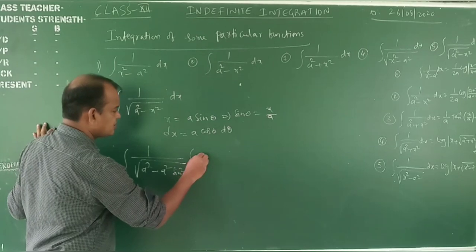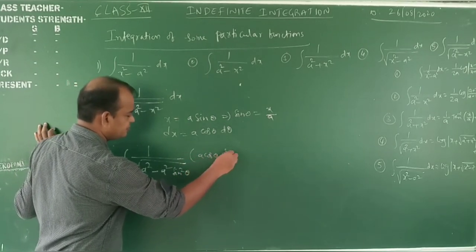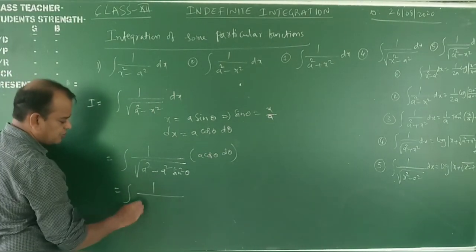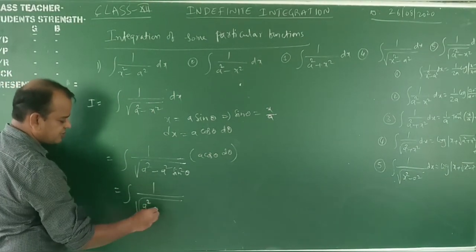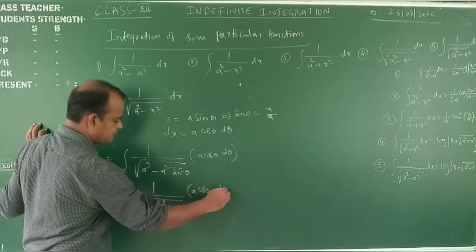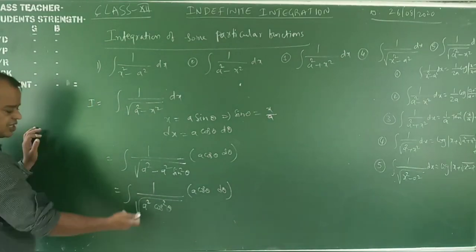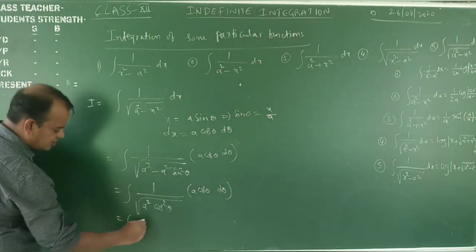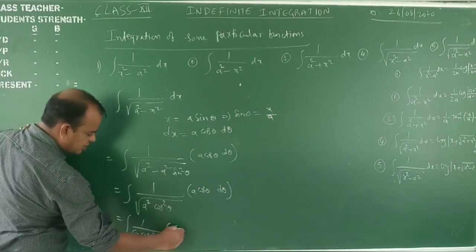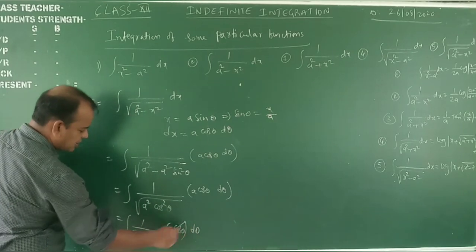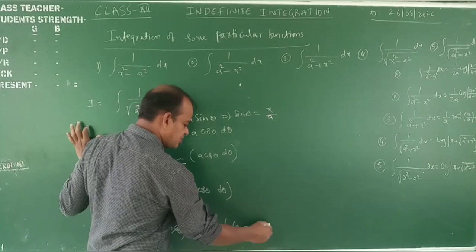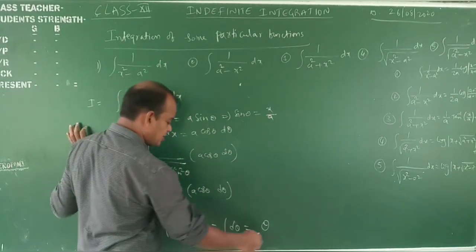Dx is a cos theta d theta. Now this is equal to 1 by root of a square common, 1 minus sin square theta, which is cos square theta, into a cos theta d theta. The square root cancels, giving a cos theta, and a cos theta cancels. The integral of d theta is 100% theta plus c.